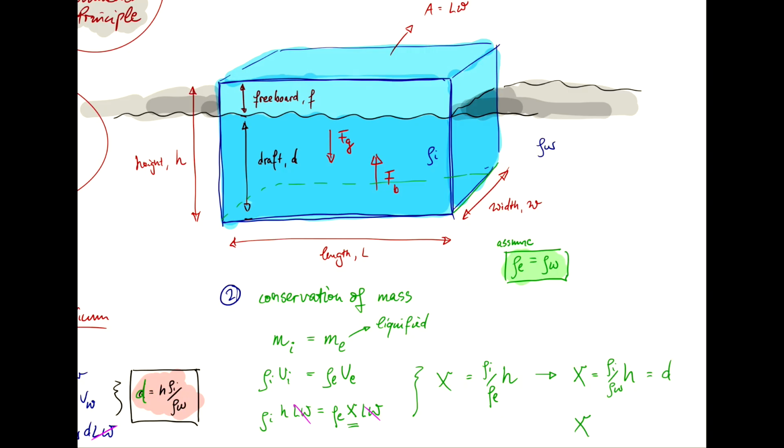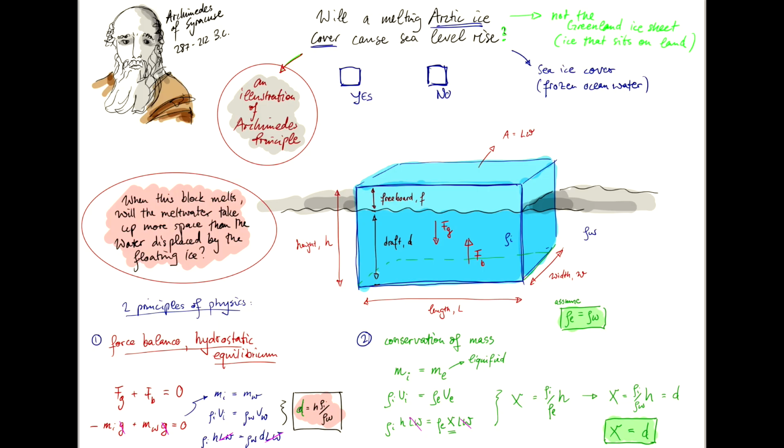So the depth of this area of water that is filled with the liquefied ice, with the meltwater, is the same as the depth of the displaced water. And so that means if you melt a block of ice, the volume of water that is filled with the meltwater is exactly the same as the volume of water that was displaced by the floating ice block. And as a result, a melting Arctic sea ice cover will not cause global sea level rise.